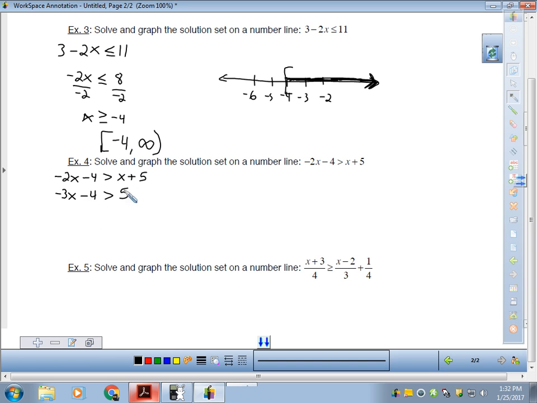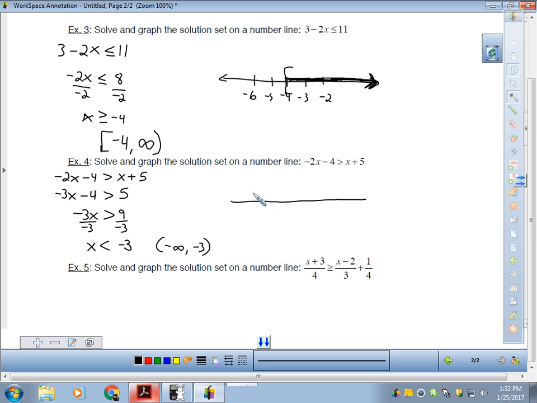Then I will add this 4 across, so I'll have negative 3x is greater than 5 plus 4, which is 9. And then the last step is to divide both sides by negative 3. When I do that, the inequality will switch, so it'll become a less than. 9 divided by negative 3 is negative 3. So there's my answer. If I write that in interval notation, x is less than negative 3. It would be negative infinity all the way to negative 3, with negative 3 not included.